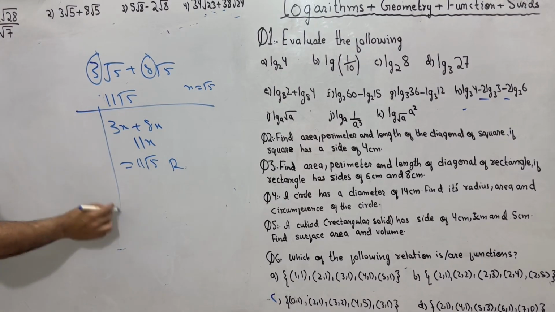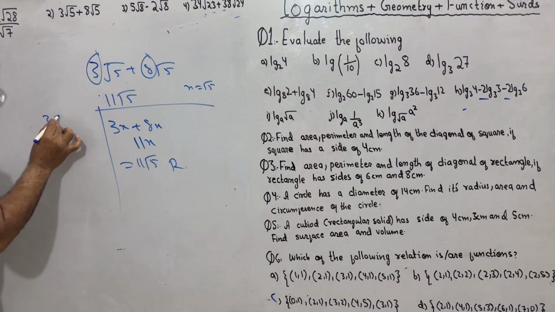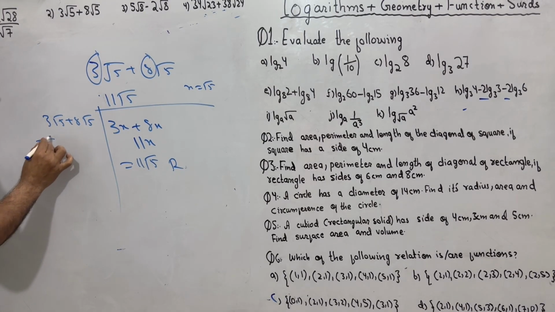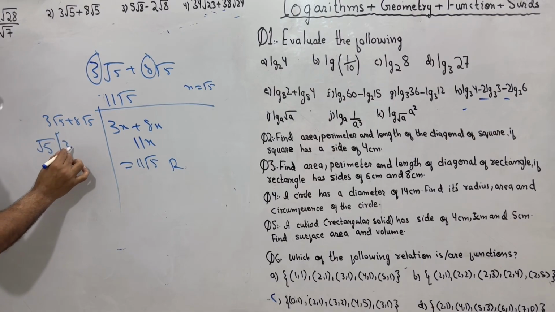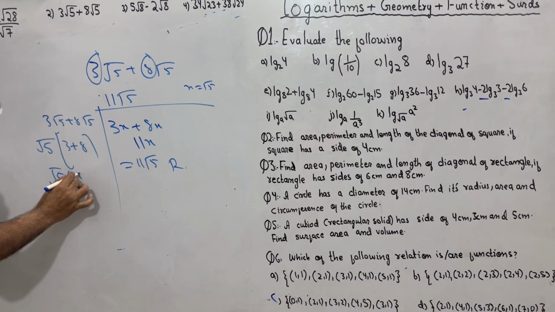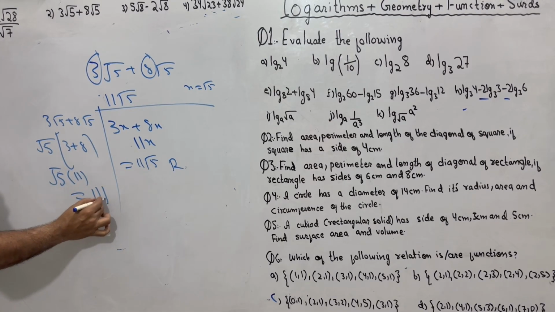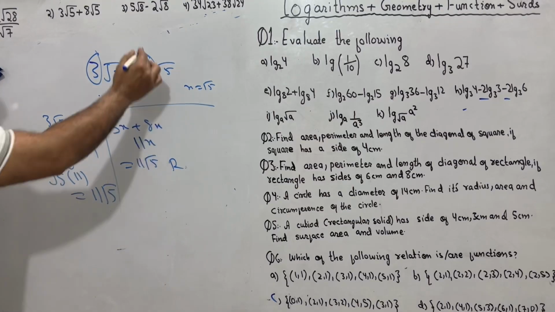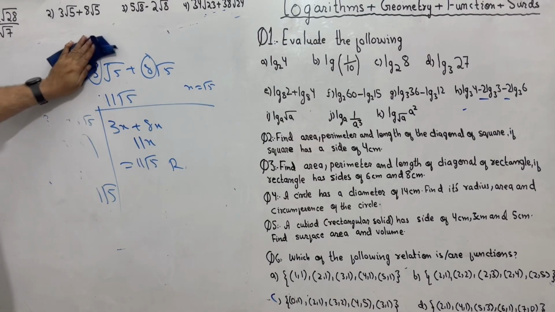Or there is one more strategy, whatever you like. 3 root 5 plus 8 root 5. Taking root 5 common, we are left with 3 plus 8. 3 plus 8 means 11. So this can be written in an elegant manner, 11 times root 5. Whatever path you want to take, just apply the concept and you are going to get through. What about question number 3?